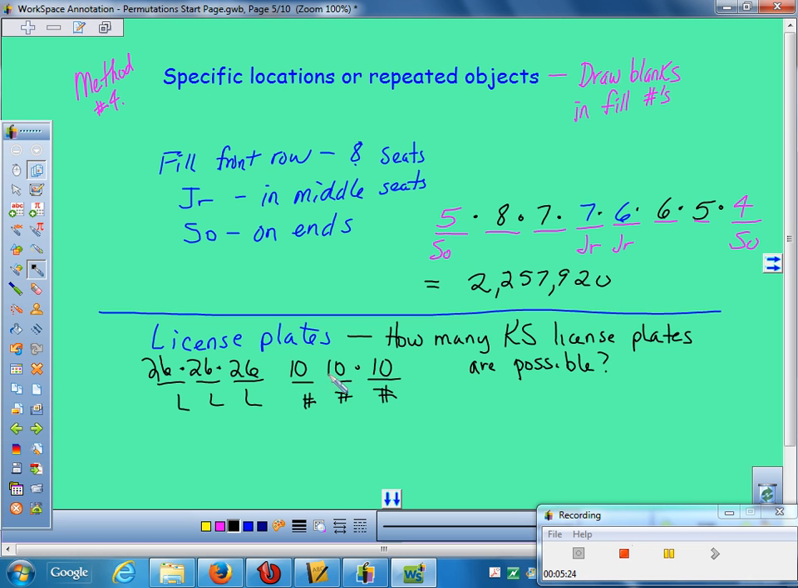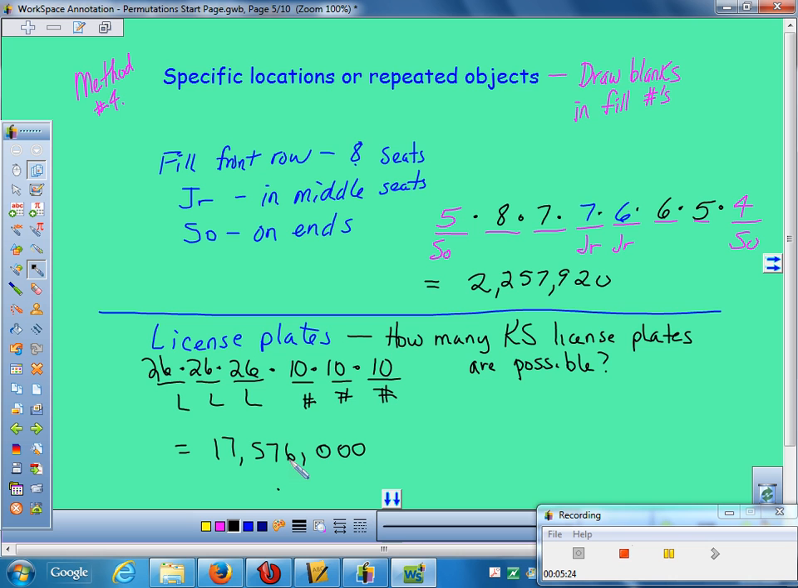And 10. So if you multiply that together, it comes out 17 million something. Say 17,500,000 and some thousand. And it's going to have zeros on the end. 576, okay. So 17,576,000 different license plates are available in Kansas. That sounds like plenty. Shoot, our population's not even 3 million.